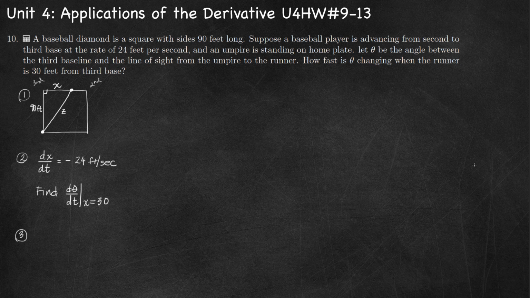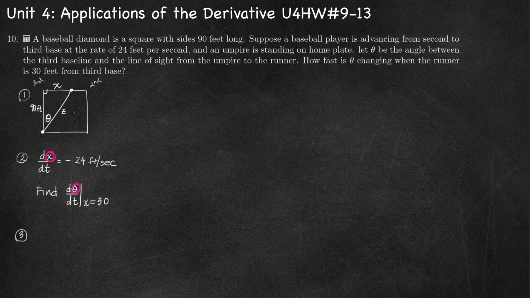Now we have to come up with an equation that relates our variables. So our variables would be the x here from the rate that we know and the theta from the rate we're trying to find. So we need to come up with an equation that relates x and theta. Let's go back to our picture. I forgot to label theta, but let's go ahead and add that to our sketch here. That's the angle between the third baseline and the line of sight to the runner. So I'm looking for an equation that relates theta and x.